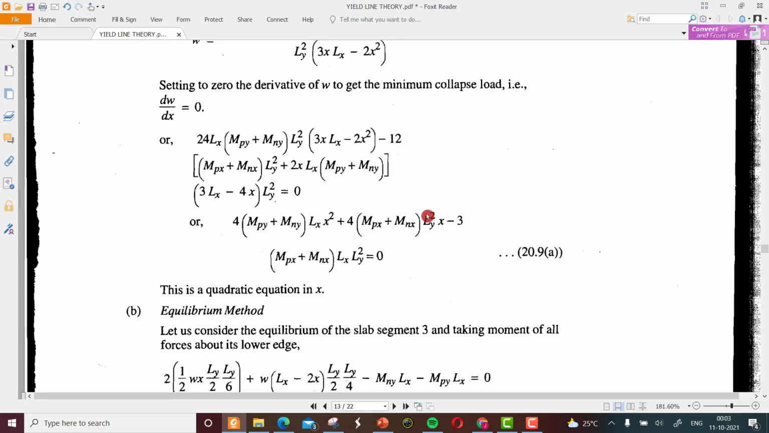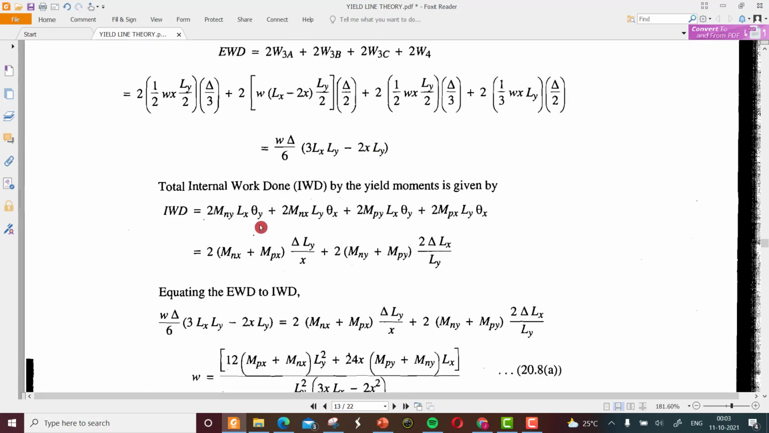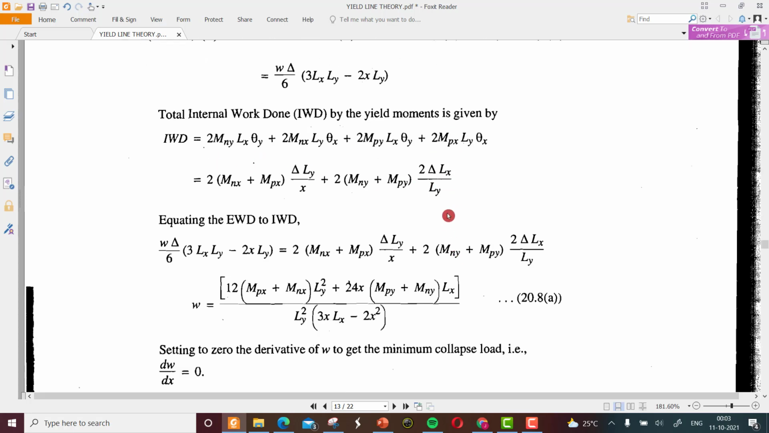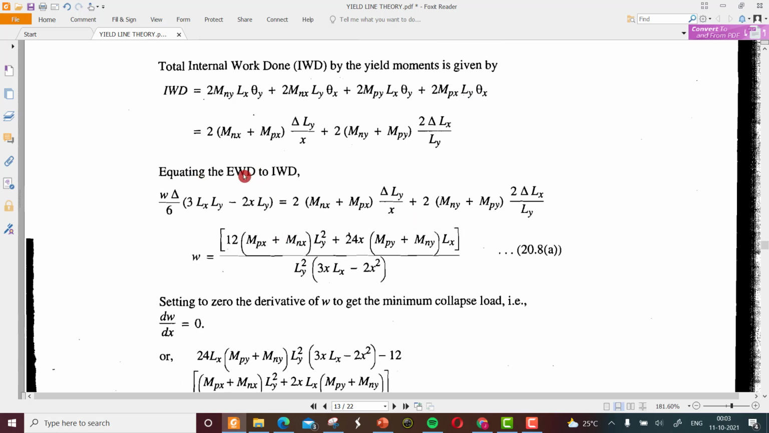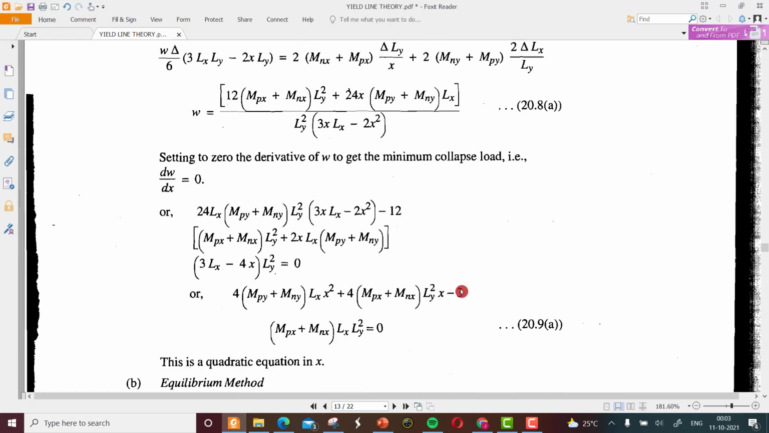So by using these values, the internal work done is obtained from the equations. Once we equate the external work done to the internal work done, we will get W equal to a long equation. Some mathematical calculations come into the picture now. We want to differentiate this equation for W with respect to x, to find the lowest value of x.